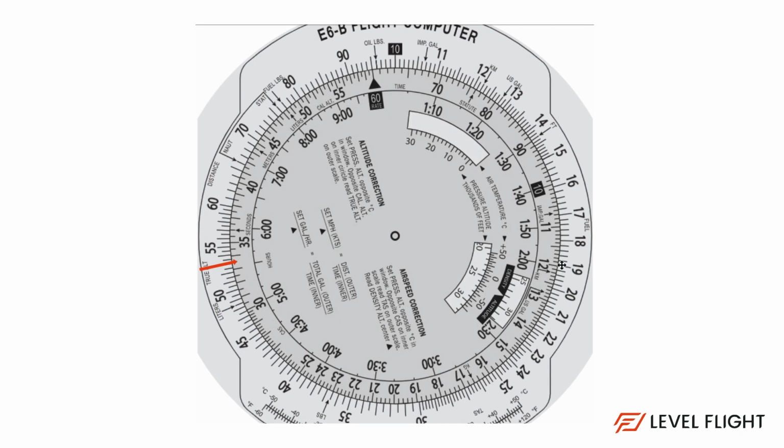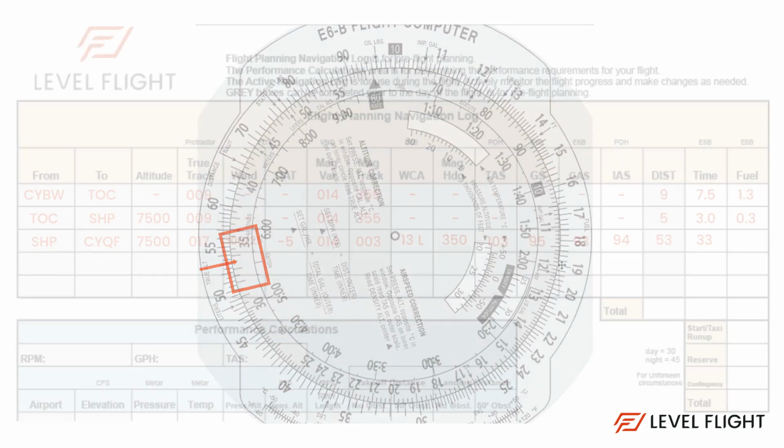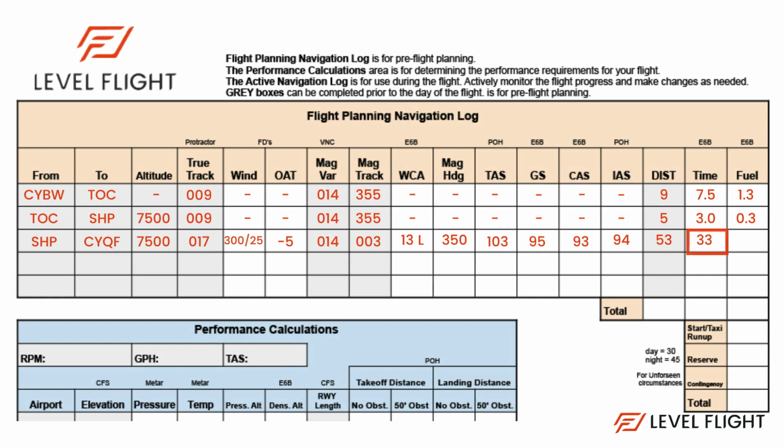Does it make sense that the trip would take 5 hours and 30 minutes? No. We will want to read our time en route on the middle scale. This shows us at just over 33 minutes. Mark 33 minutes on your nav log.